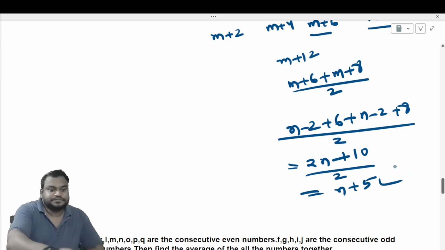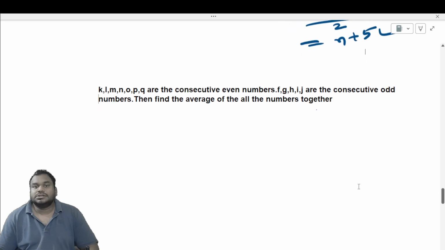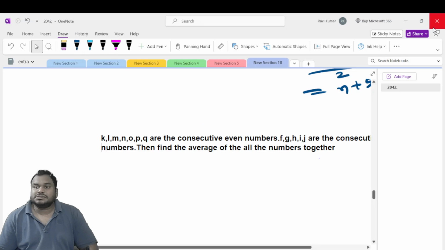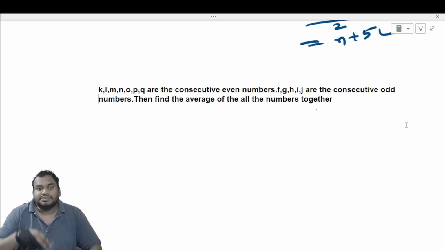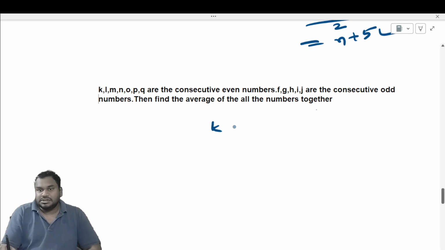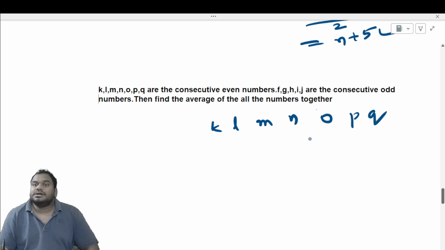This is the answer. So K, L, M and O, P, Q are the consecutive even numbers. F, G, H, I, J are the consecutive odd numbers. Then find the average of all the numbers together. K, L, M and O, P, Q are the consecutive even numbers. So if they are consecutive even numbers, then what would be their average? K, L, M, N, O, P, Q. There are 7 numbers, so their average is N.